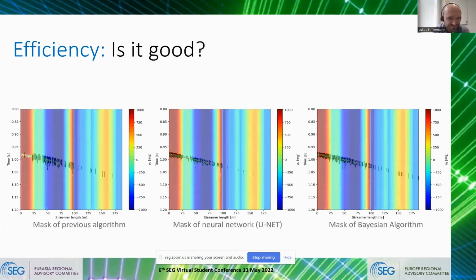And last question, is it good? For that, we need to compare it to some other algorithms. The previous algorithm has some faults in the beginning, and because it's too clustered there, it's not good. Then we have an example of the neural network I implemented. This one does detect every one of those big spikes, but has problems with small spikes. And the Bayesian algorithm is the only one that detects very small ones and very clustered ones as well.